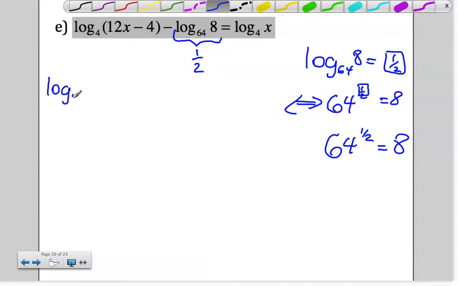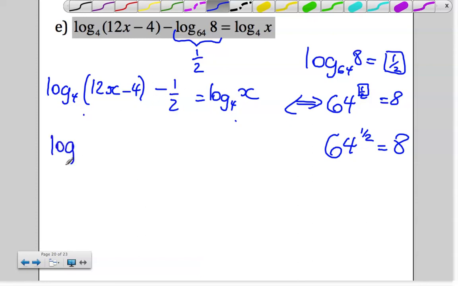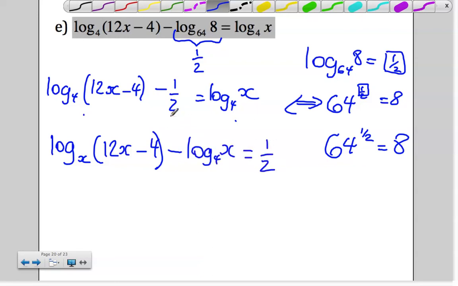And I've got log base 4 of 12x minus 4, minus 1/2 equals log base 4 of x. Now, you probably want to combine these two together, but they're on different sides. So what I'm going to do is subtract this whole term from both sides, and I'm going to add the half. So it gives me log base 4 of 12x minus 4 minus log base 4 of x equals 1/2. Okay, so I've just added a half to both sides and subtracted log base 4 of x from both sides.